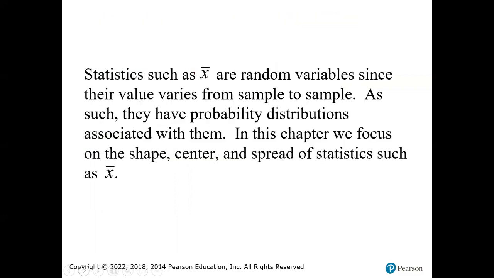Statistics such as X bar, meaning the sample mean, are random variables since their values vary from sample to sample. So if I were to sample 10 people and take their average height, that is going to be slightly different than if I take a different 10 people and get their average height. Okay, so that's what they mean by it's a random variable. It varies from sample to sample. As such, they have probability distributions associated with them. So we're going to look at the shape, the center, and the spread of things such as the sample mean, as well as proportions.